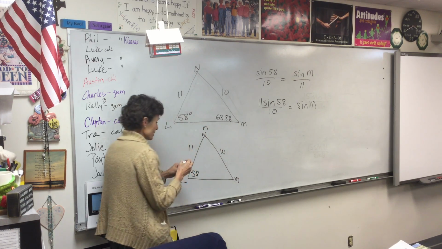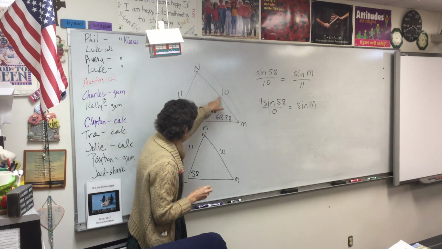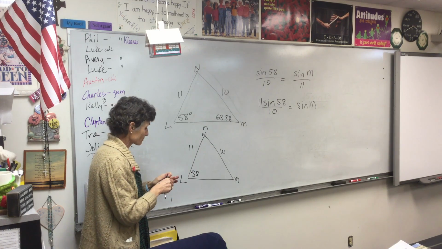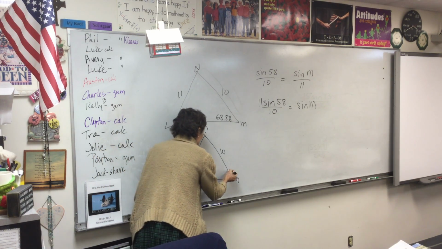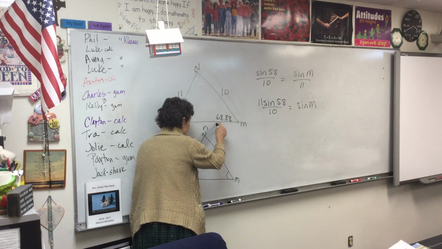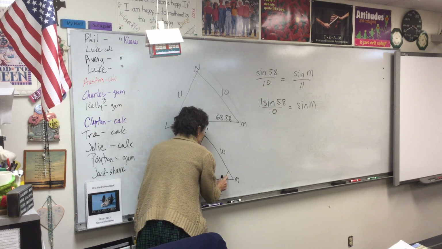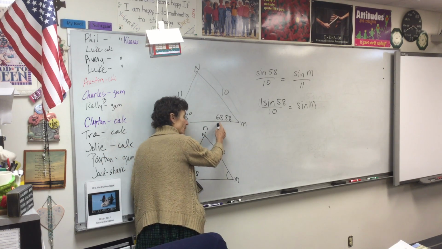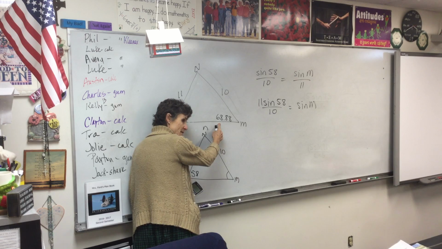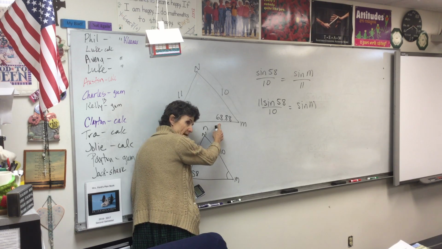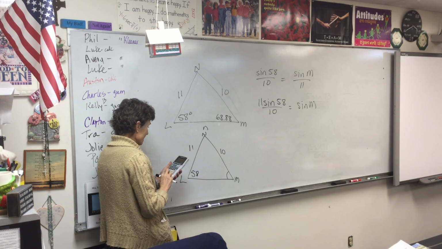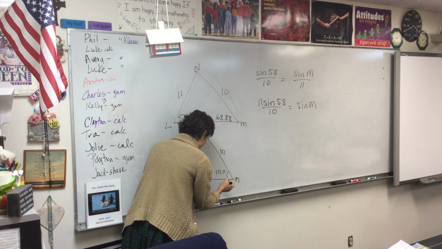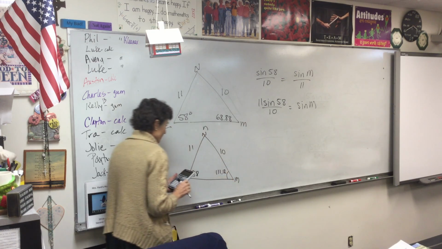If a second triangle with that given is possible, angle M, the second angle M, the first angle M came from your calculator. The second angle M will be the supplement of this one. What does it mean to be the supplement? Add up to 180. So I'm going to take 180 minus that guy, and this would be 111.12.